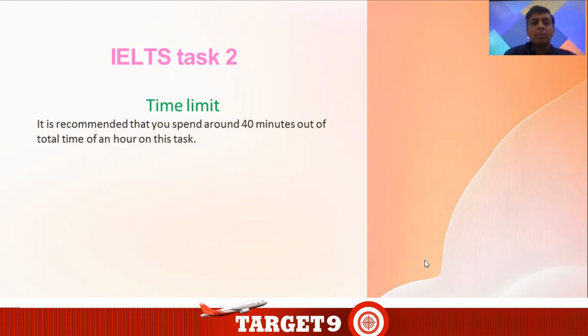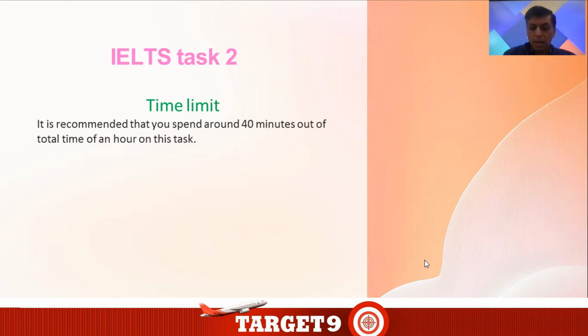Like, what's the time limit? How much time should we spend on our essay? It is recommended that all of you spend around 40 minutes out of the 1 hour that is there for the writing task. So 40 minutes for the essay and the remaining 20 minutes for the letter or graph or process, depending on whether you are going for the academic or the general training exam. When you are writing an essay, make sure you spend somewhere around 40 minutes. Don't go beyond that limit too often.